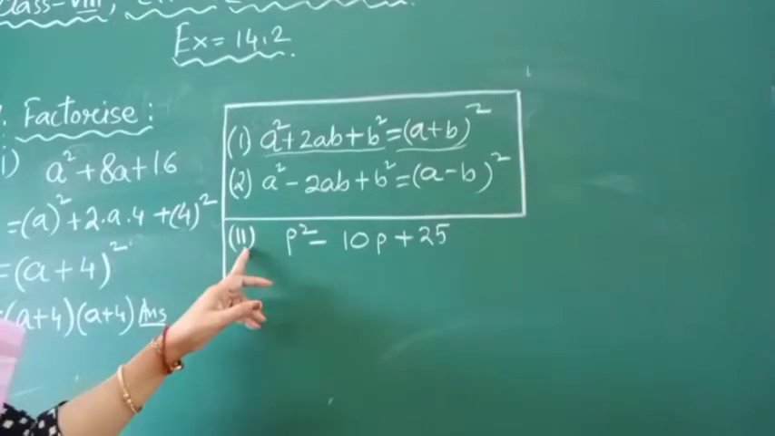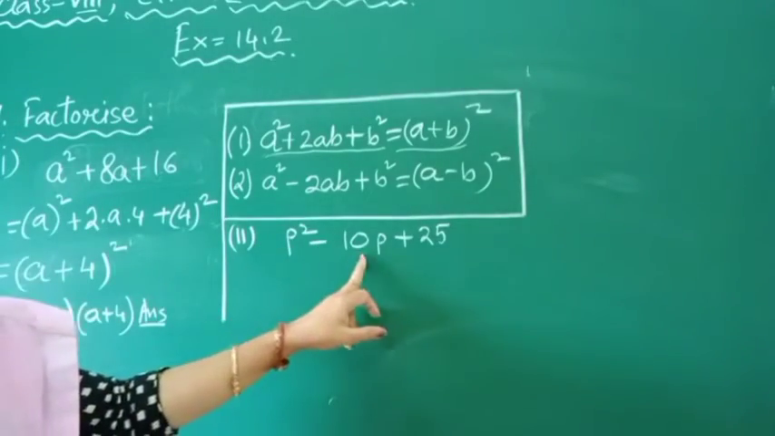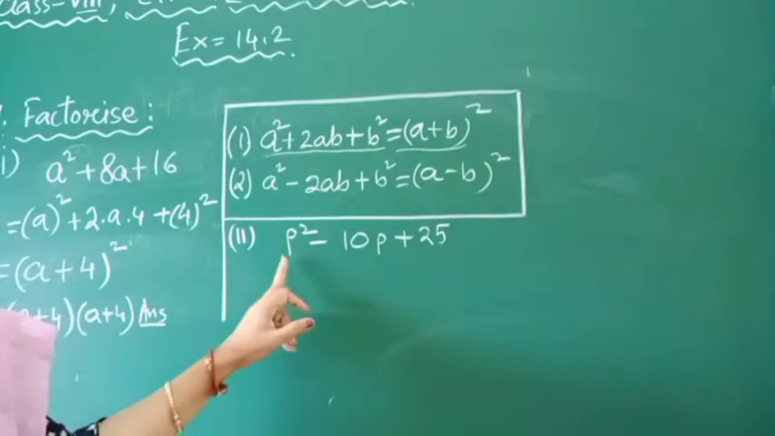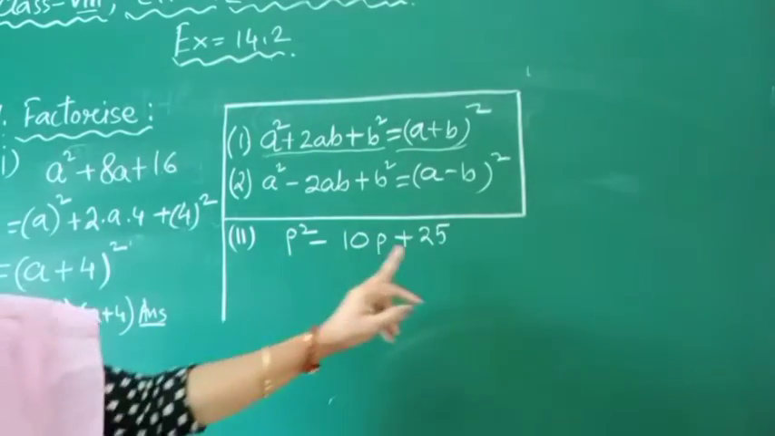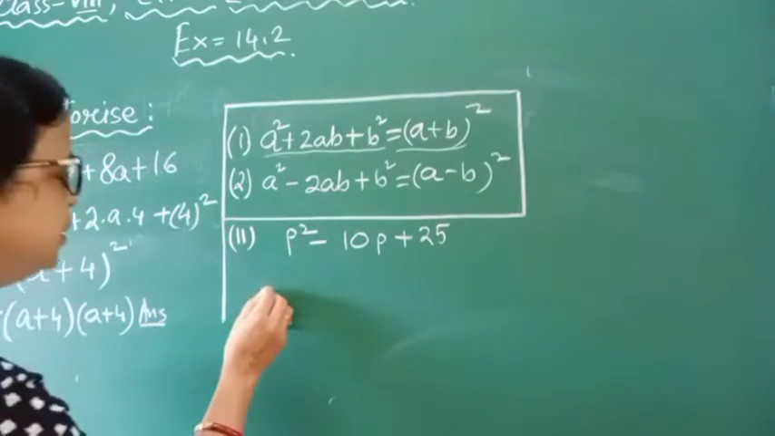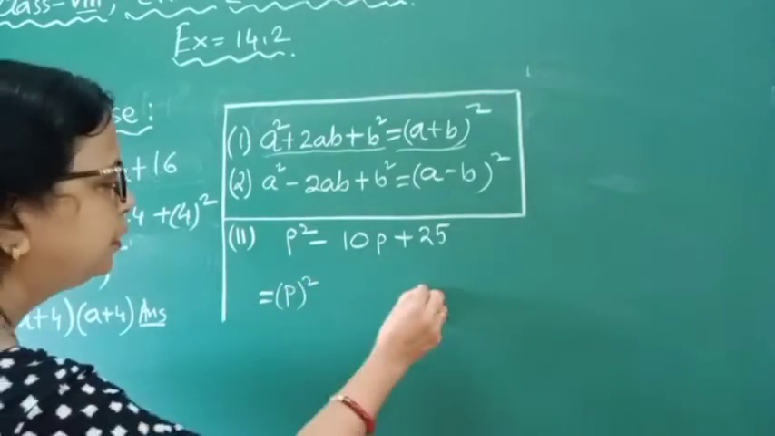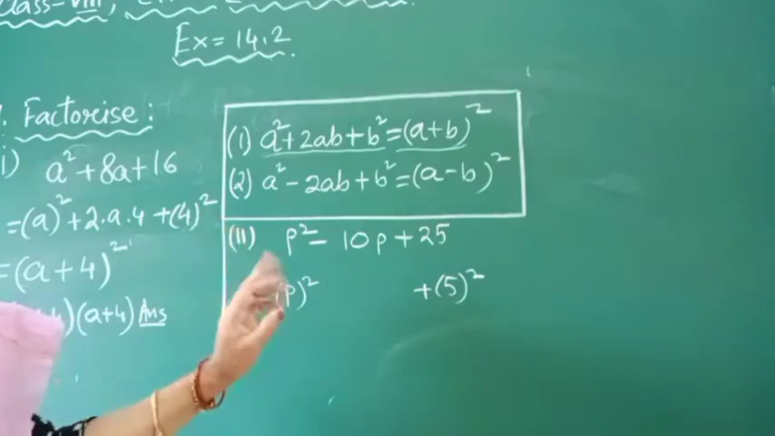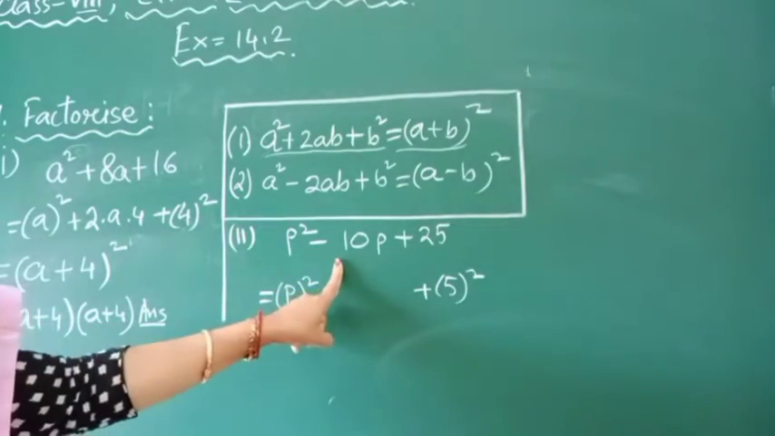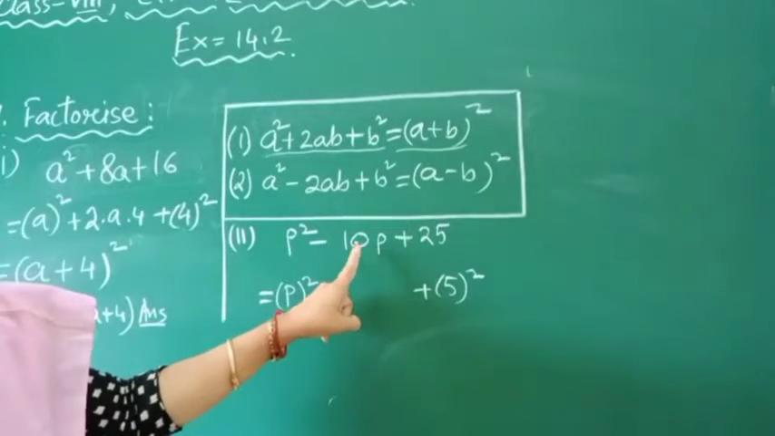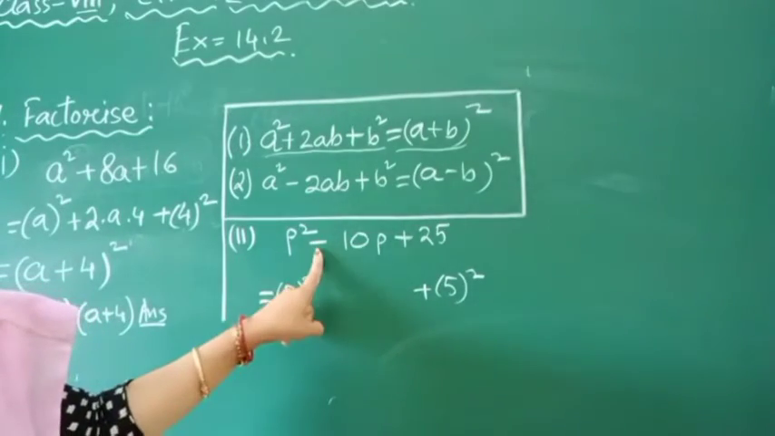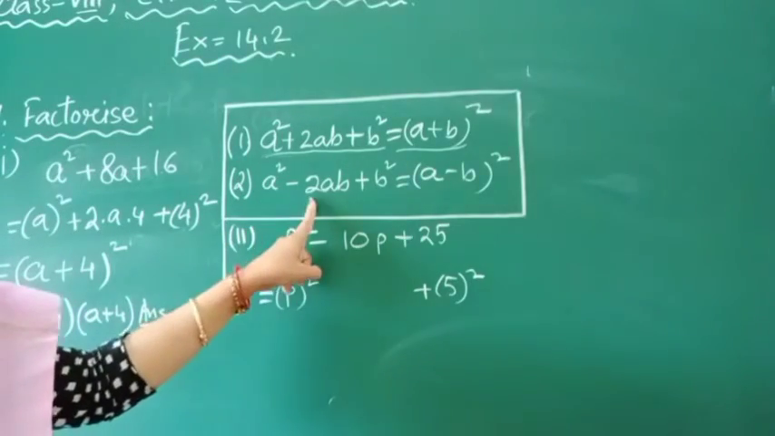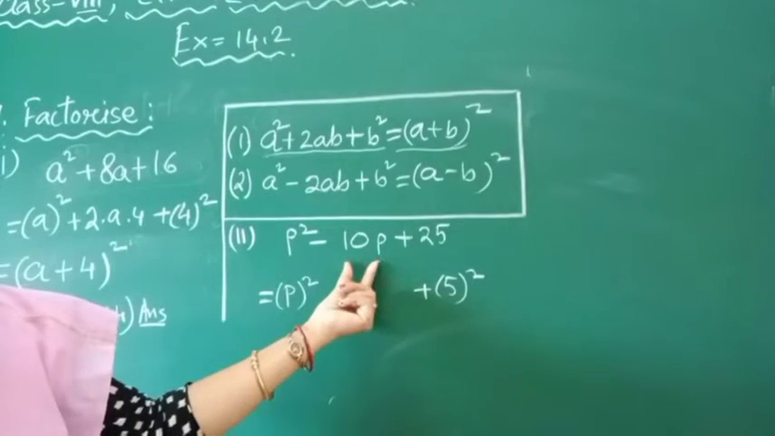Now look at this question: p square minus 10p plus 25. See the first term and third term, both are square numbers. We can write it in this way: p square and 5 square. So the first term and the last term are square numbers, but look at the middle term. The middle one is a number with a variable, but the sign is negative. So can I compare this one with identity 2?